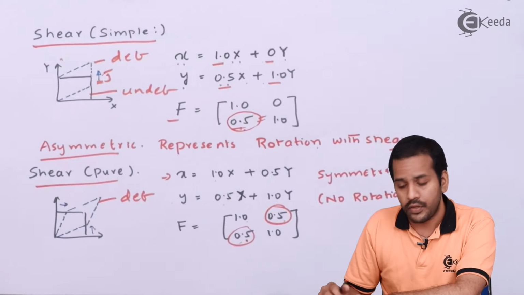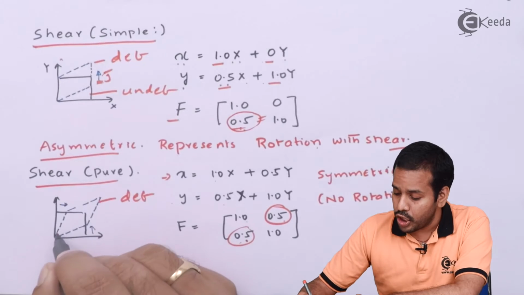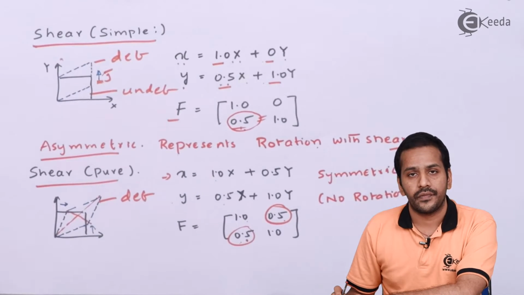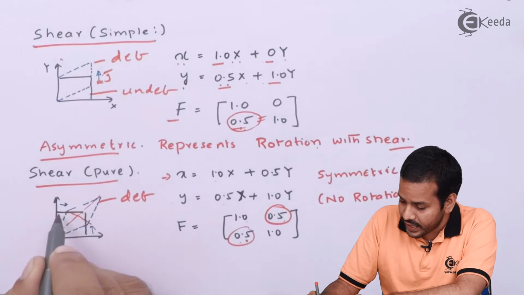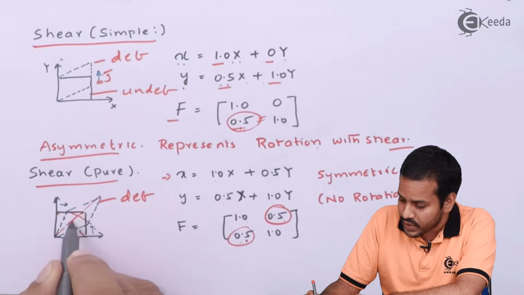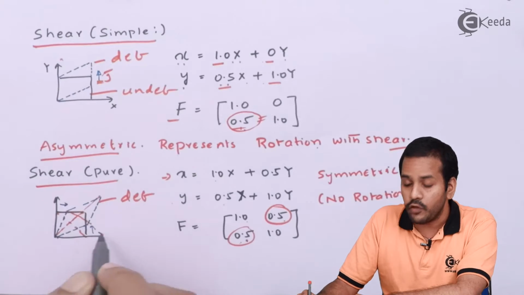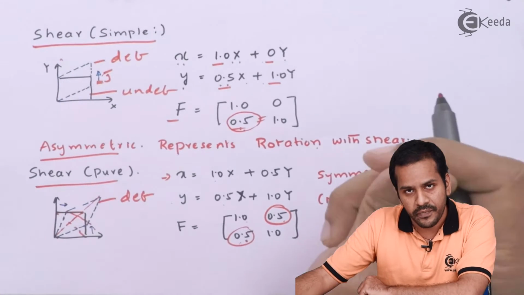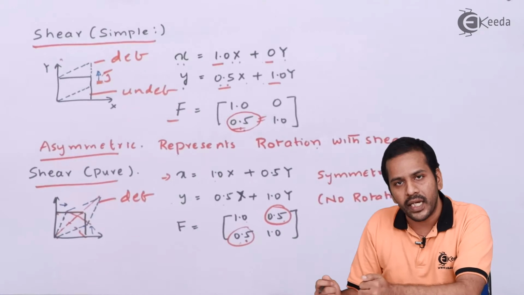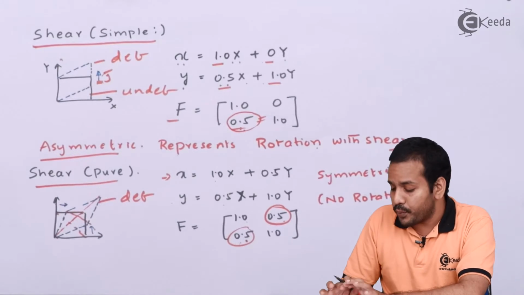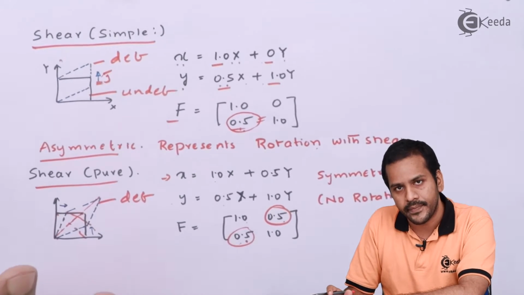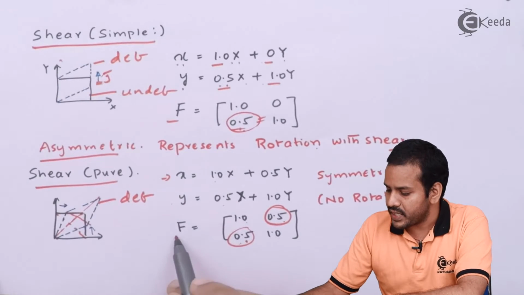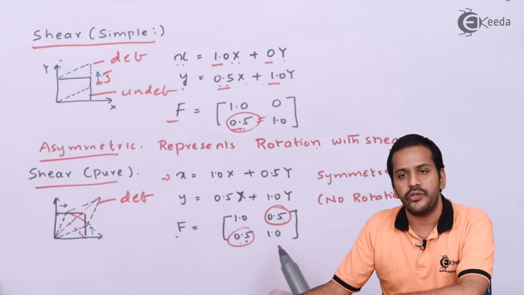No rotations happened. In other words, if you take the diagonals of this pure shear, let us say these are my initial diagonals of the square. And in the case of pure shear, what happens is one diagonal will completely stretch and the other diagonal will completely compress. So purely there are no rotations happened here. It is completely a stretching process. So this F represents the case of pure shear.